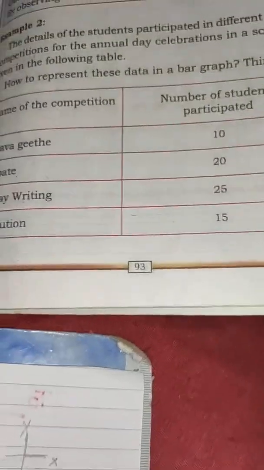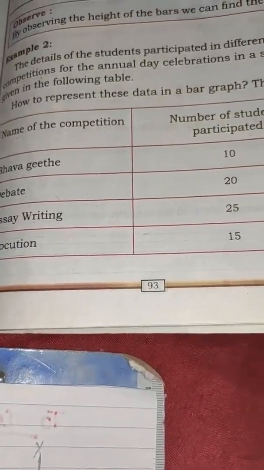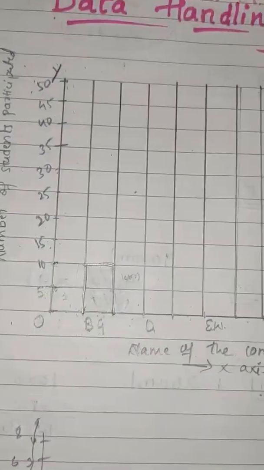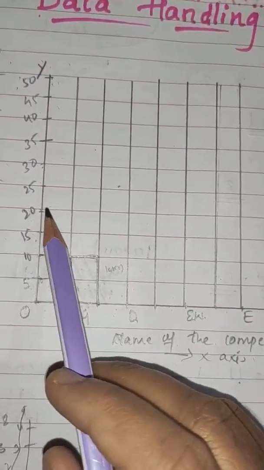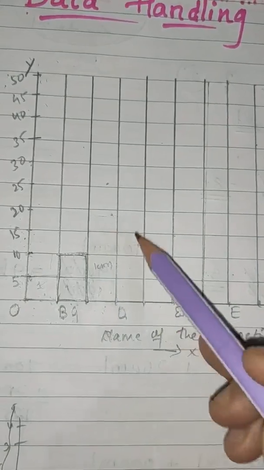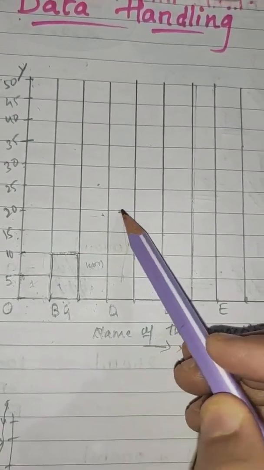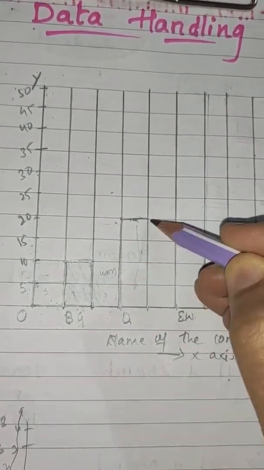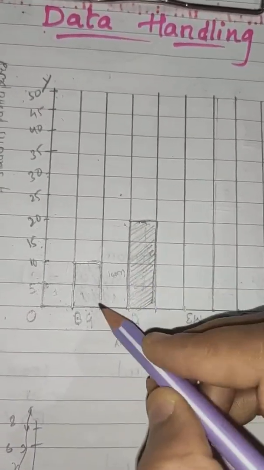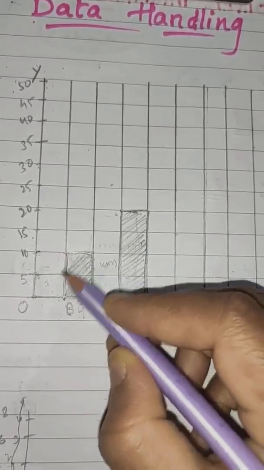Okay, next. Debate. In the debate competition, how many students have participated? 20. Very good. So where is the 20 in the graph, children? Here is a 20. So where is the debate here? This is a debate line. Where is a 20 here? Up to this one. This is a 20. Okay. So this is a debate. The students who participate in debate, and this is a Bhavagiti.